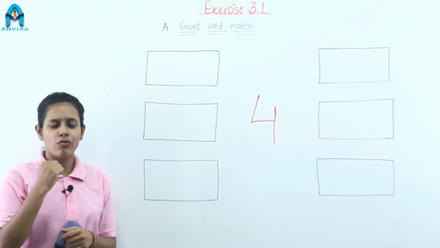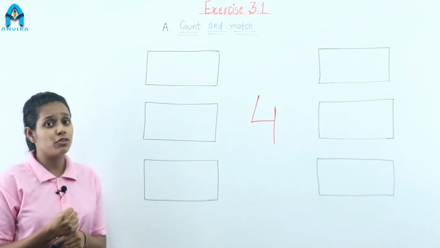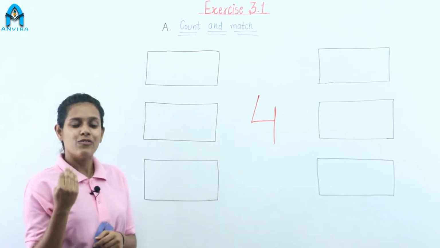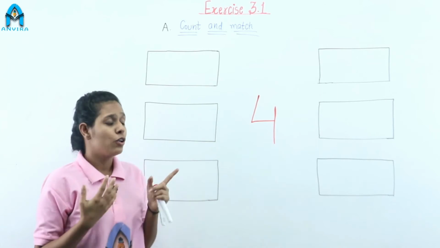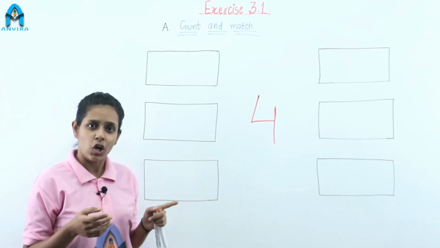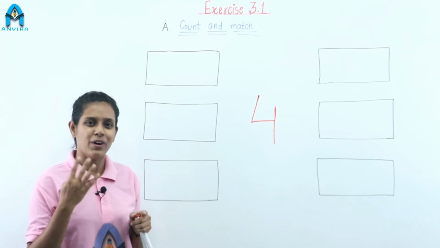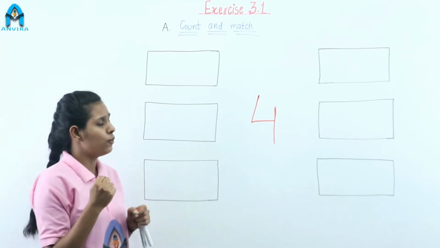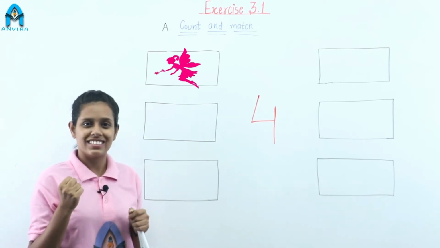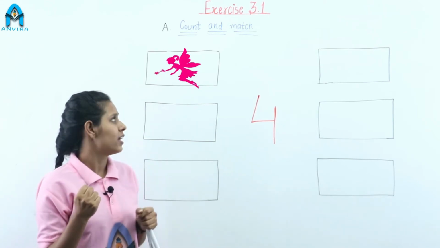Question number 4. Which number do you find in this question? Number 4. Now, look at all these objects, count them and match the object which is number 4. Now, look at the first picture. What is this? This is a ferry. How many?